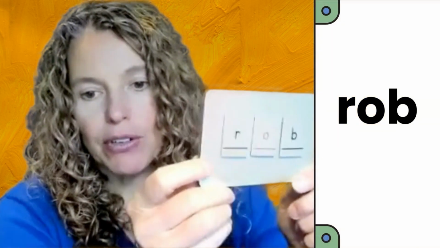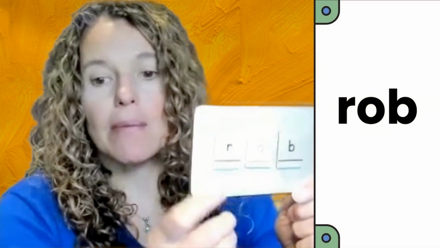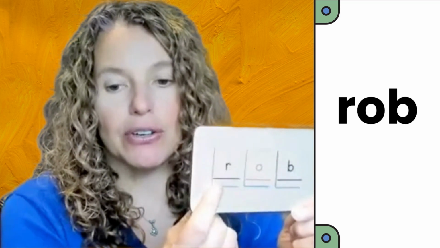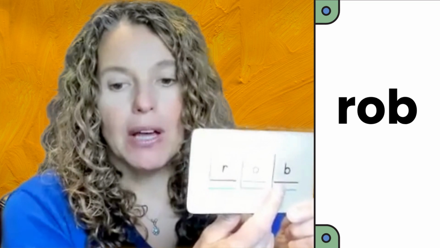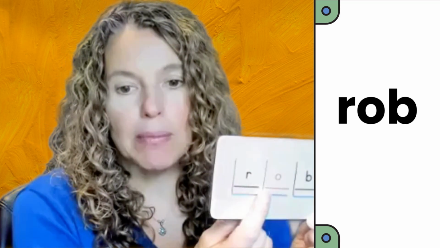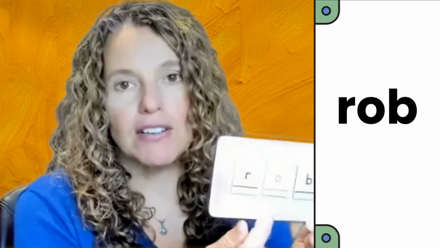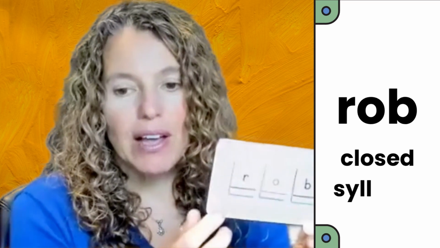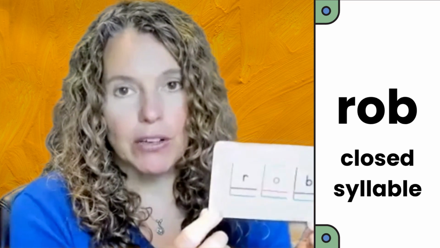Let me just find a way for you to see that well. There you go. So I'd say, okay, let's tap out this word. And they'd say, b. And I'd say, okay, what sound is the R making? What sound is the O making? Ah. Okay, well, that's the expected sound because what type of syllable is this? It's a closed syllable. So everything is just like we would expect.